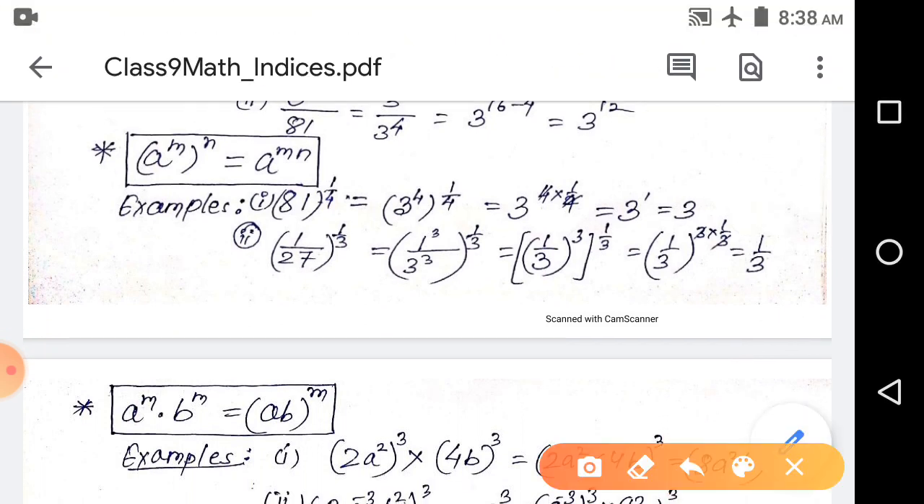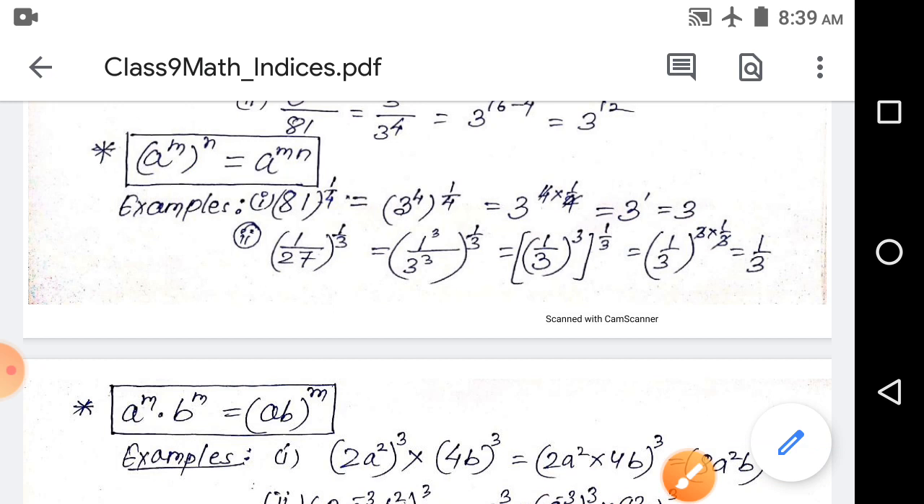See the next formula we have, a very important formula: a to the power m whole to the power n. In that particular case we will multiply the exponents. a to the power m whole to the power n becomes a to the power m into n. The powers are multiplied together, the exponents are multiplied together. See, this m and n are multiplied here. You can understand by the examples.